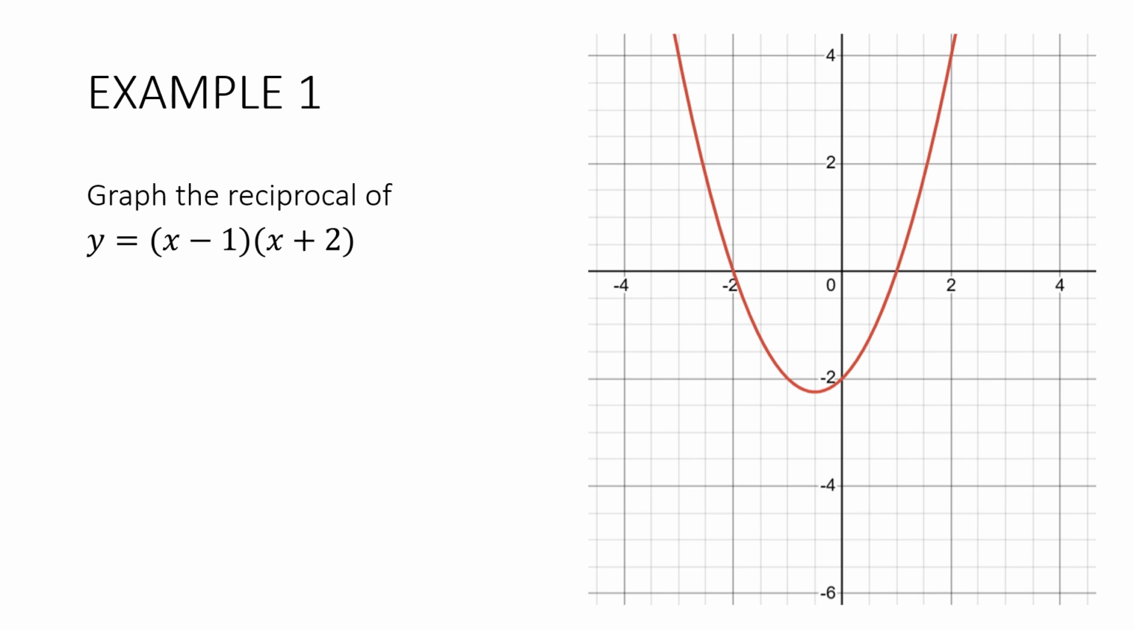Example 1, graph the reciprocal of y equals x minus 1 multiplied by x plus 2. So we start by locating the zeros because they will become vertical asymptotes. There's one, and here's the other one. Now we're going to look at this minimum. I know I said minimums become maximums, but not necessarily at the same y-coordinate. That y-coordinate there is approximately negative 2. 1 divided by negative 2 is negative a half. So it is going to be a maximum, but it's going to be up here. And it's going to turn around and then head off to negative infinity like that.